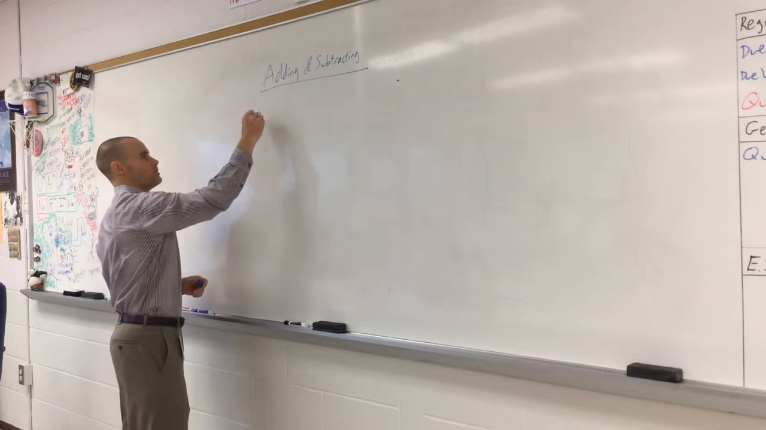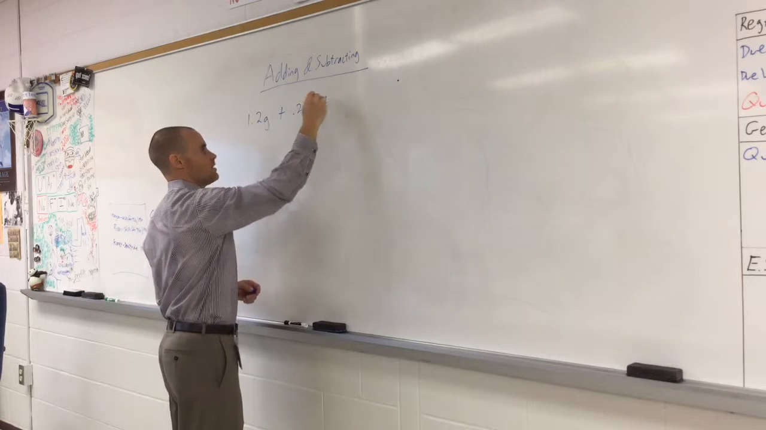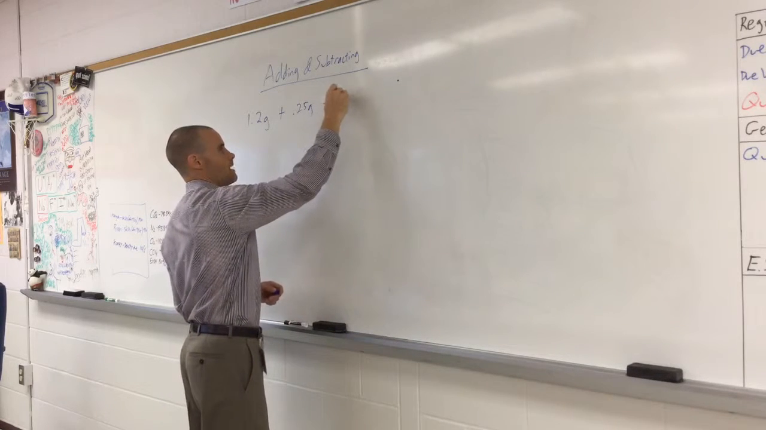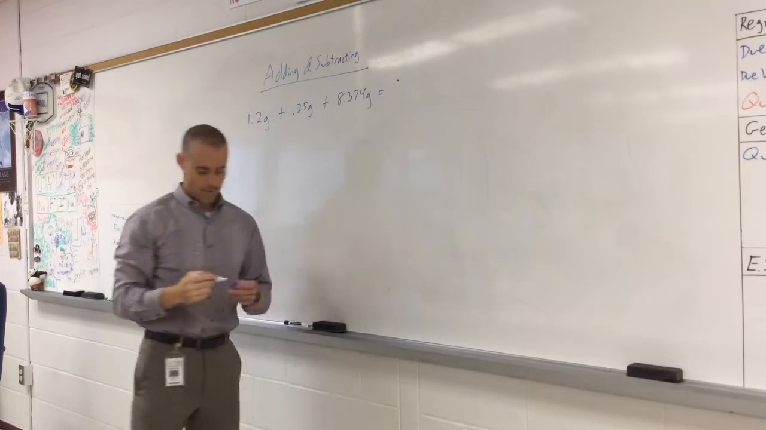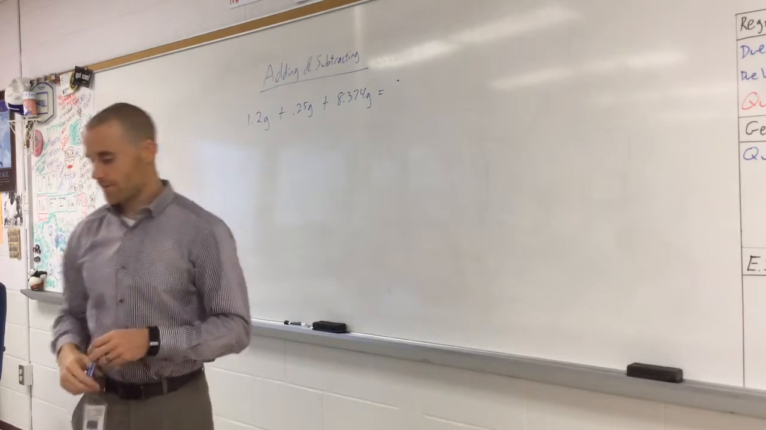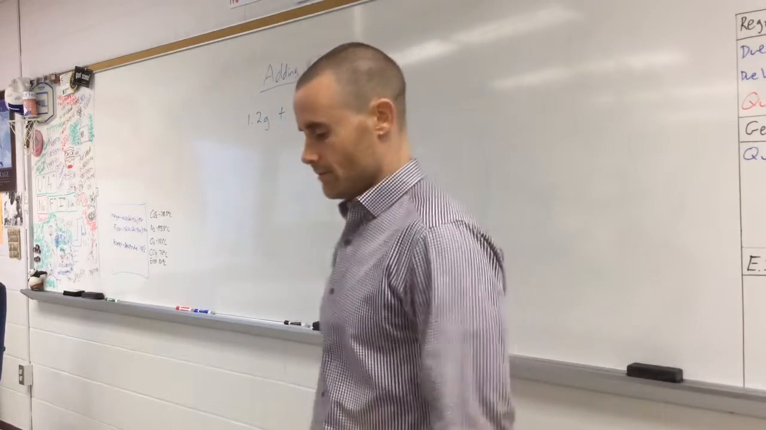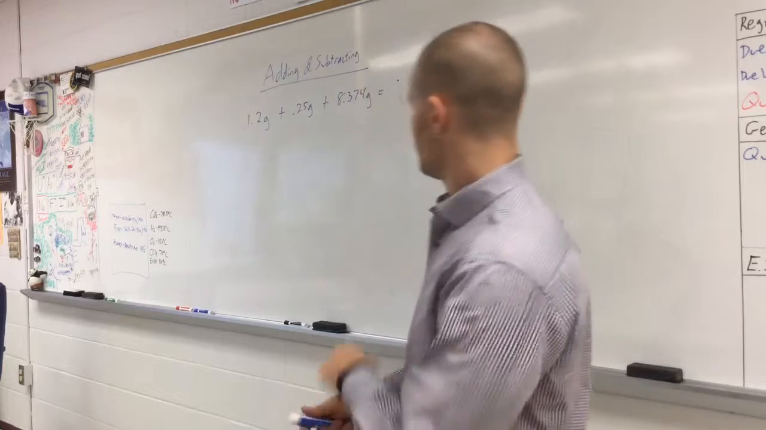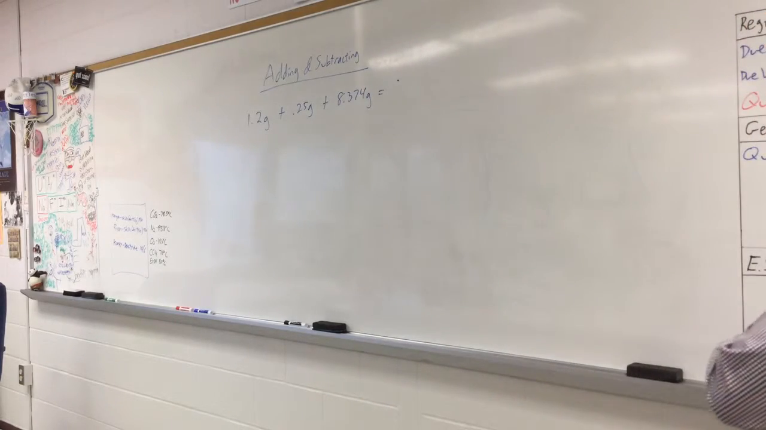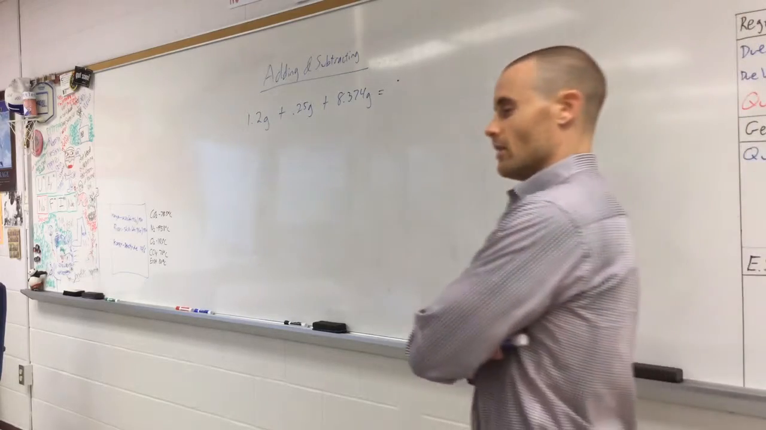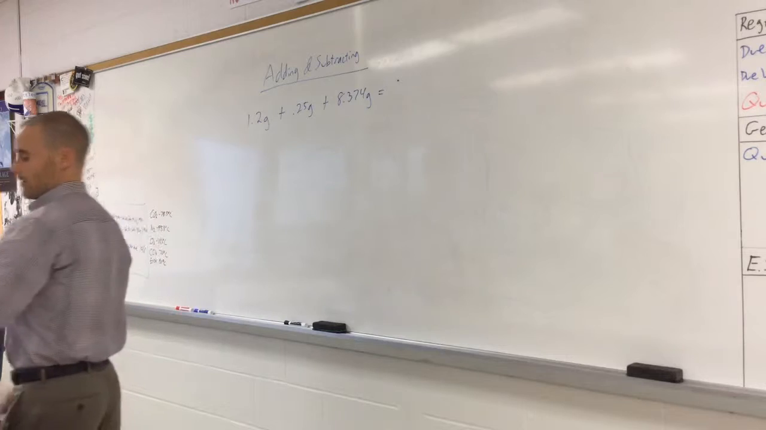Okay, 1.2 grams plus 0.25 grams plus 8.374 grams. Go ahead, write that down and add those all together. 1.2 plus 0.25 plus 8.374. Write it down, use the calculator. Write down all the numbers you see. Now I'll show you how to round it.